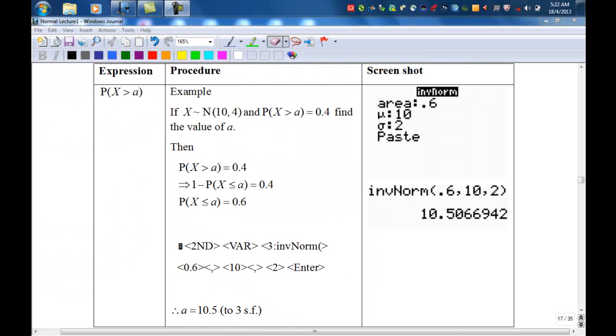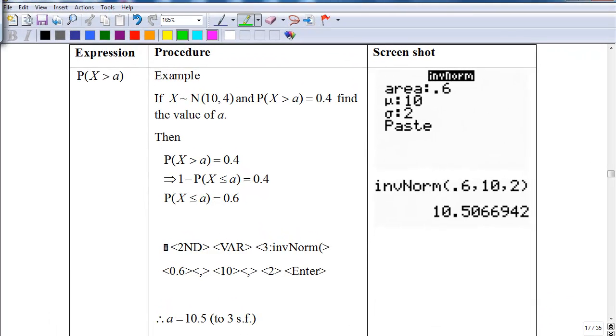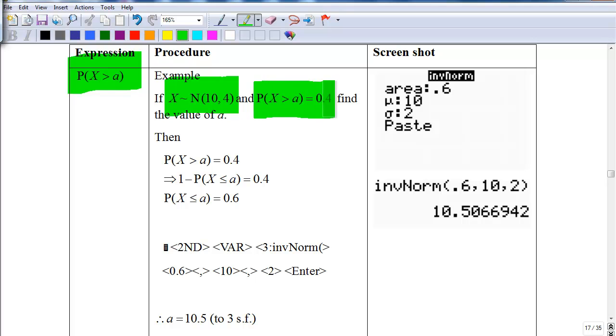Now, let's take a look at the next example. This next example is a variation of the first one. The difference is this. You now have probability x bigger than a, and I want to find a, and I'm given b. So again, I'll use the same x. X is normal, variance 4, mean 10. And then probability x bigger than a is now 0.4. And I want to find a.